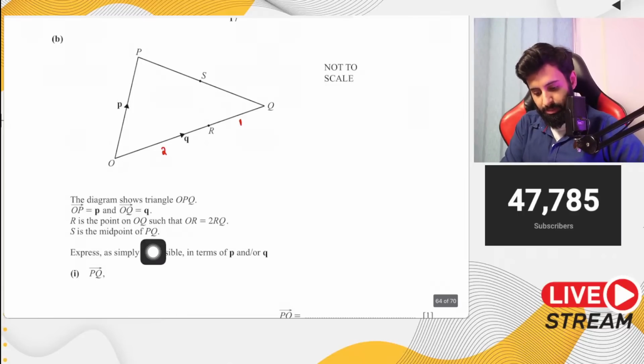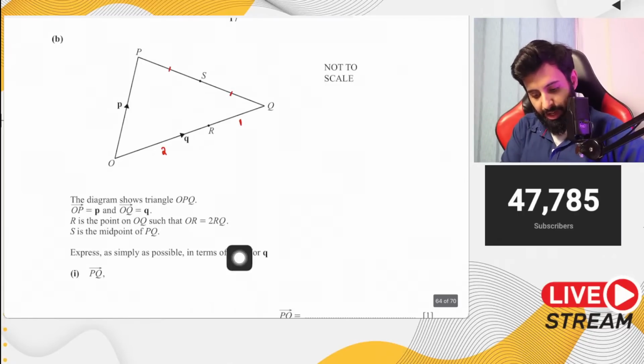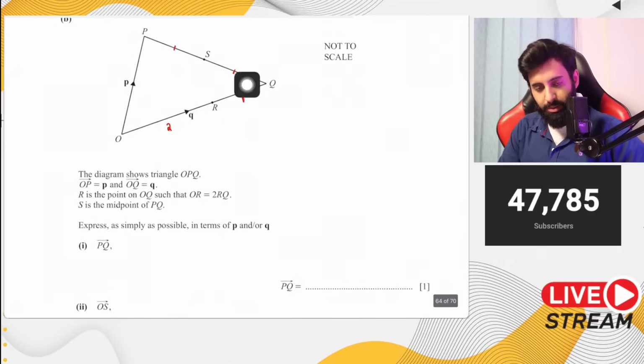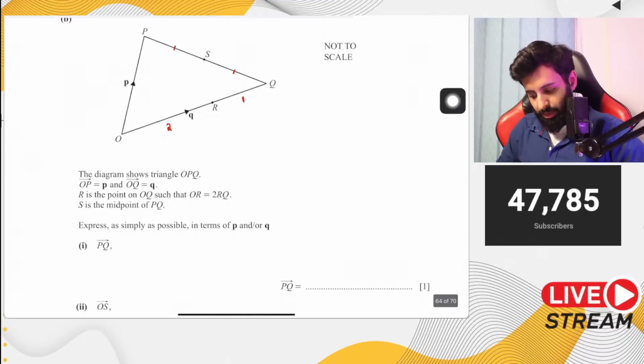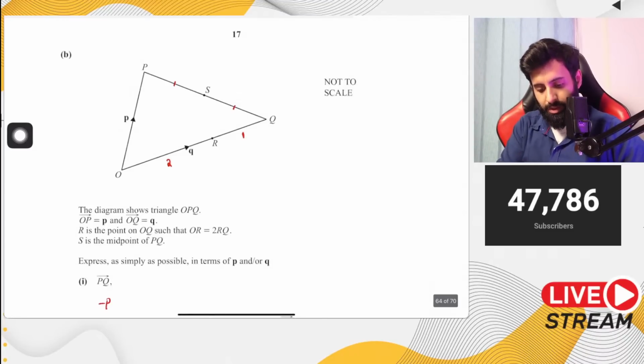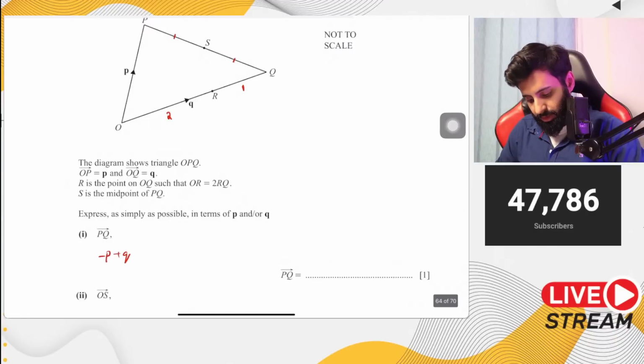S is the midpoint of PQ. Alright, that means these two are equal. Express as simply as possible in terms of P and Q, PQ. Okay, so how do I go from P to Q? That's pretty simple. I'm going to go from P to O, which means minus P, and then from O to Q, which means plus Q. And there you go. That's your answer. Minus P plus Q.